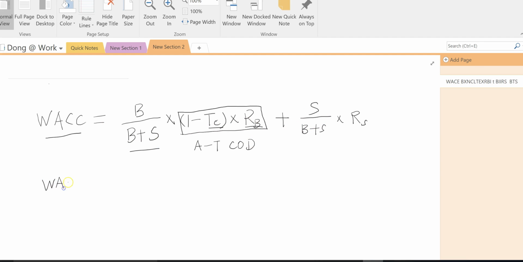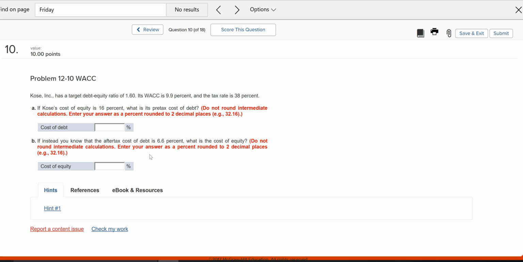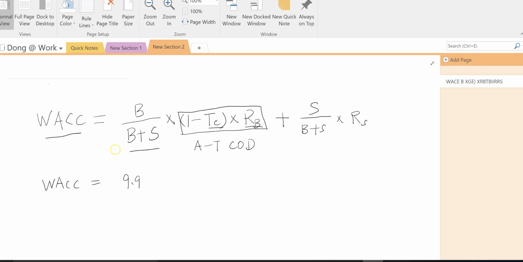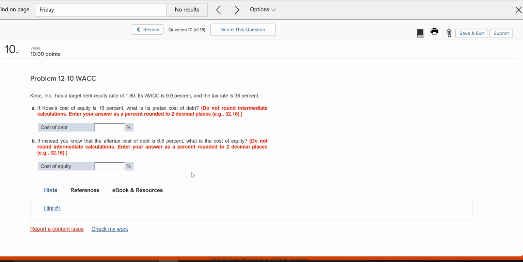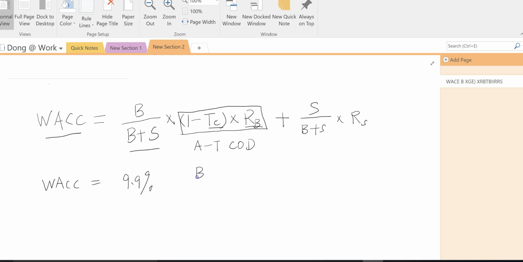So WACC is provided, that equals 9.9%, and we were given the target debt equity ratio. That means B over S, debt over equity, is 1.6. From there, we can calculate B over B plus S. Their relationship is, if B over S equals any number, then B over B plus S should be equal to 1.6 over 1.6 plus 1.